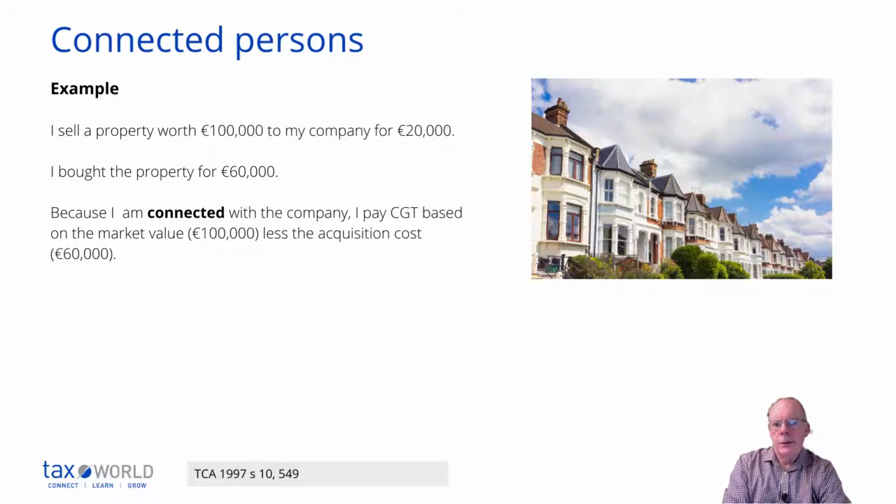So here we have an example where I sell a property worth 100,000 to my company for 20,000. I bought the property for 60,000. And because I'm connected with the company, I pay CGT again on the market value less the acquisition cost.